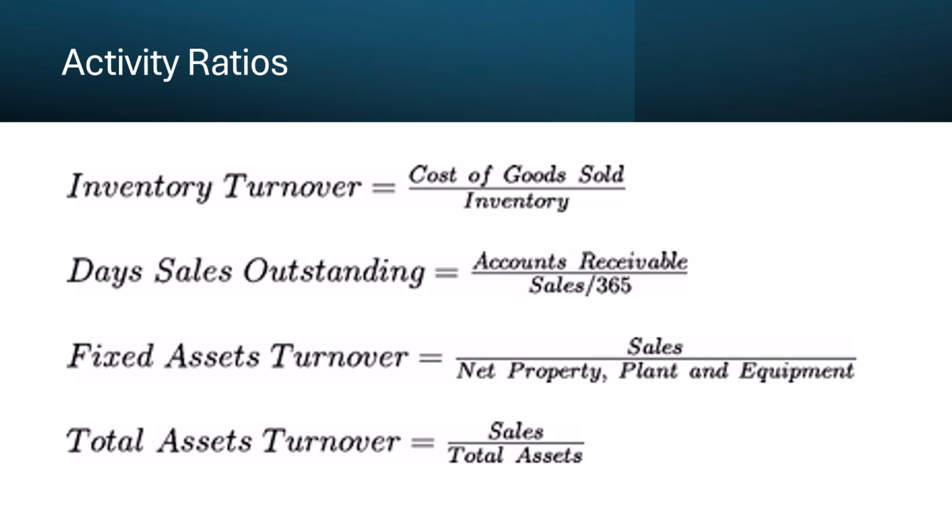Total asset turnover. Total assets include both long-term and short-term assets. Just like the FAT ratio, higher is generally better, as it indicates that we are generating high levels of sales on our investment in assets.